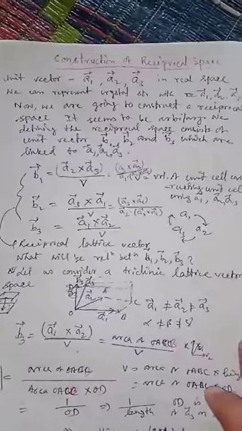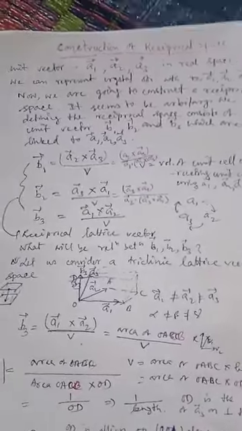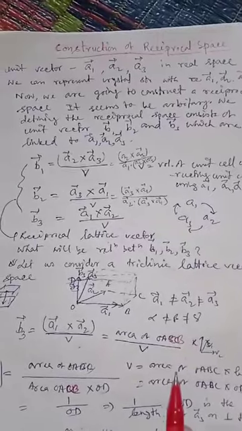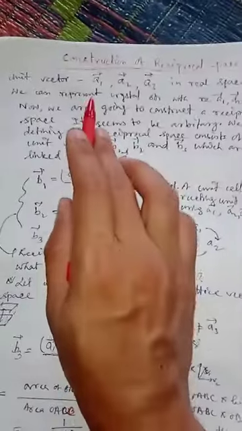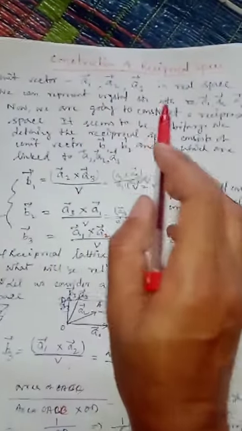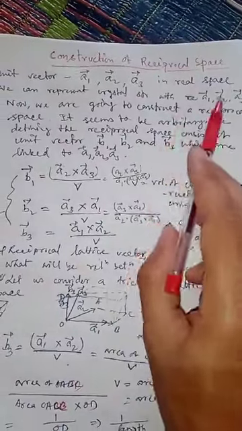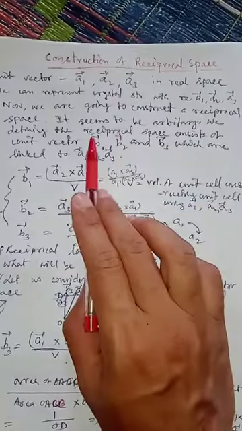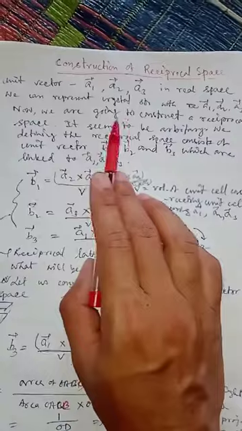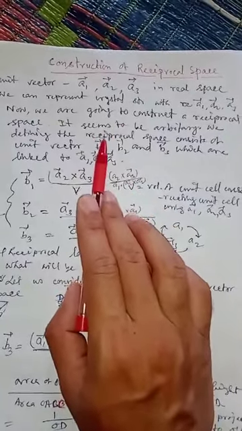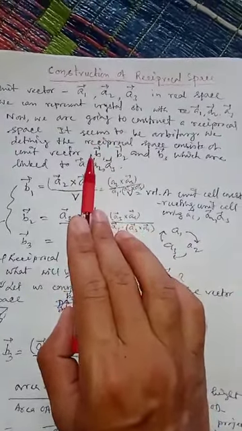Today we are going to discuss the construction of reciprocal space. In real space, a crystal can be represented by vectors, and these vectors are, let's say, a1, a2 and a3. These are the vectors in real space. So these vectors can be used to make the crystal of a solid. But now we are interested to construct a reciprocal space.